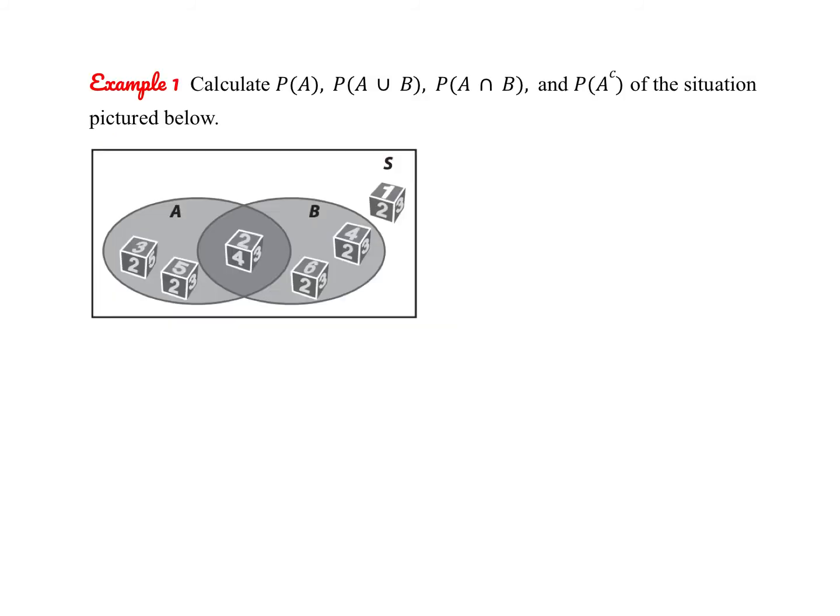All right, let's give this one a try together. So here we have the experiment of rolling a dice. We know when we roll a dice, a dice has 6 sides, so it has 6 numbers. So it looks like event A, if you look at the numbers in event A, must be rolling a prime number.